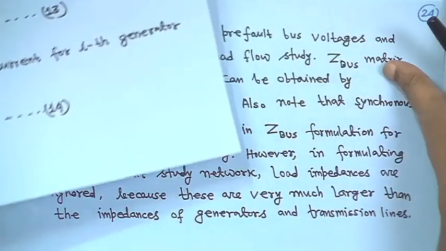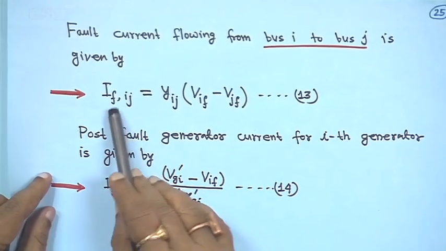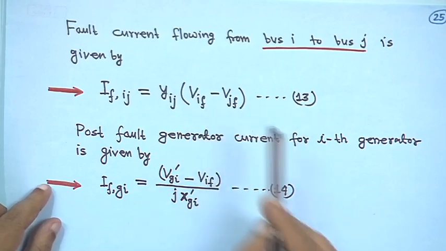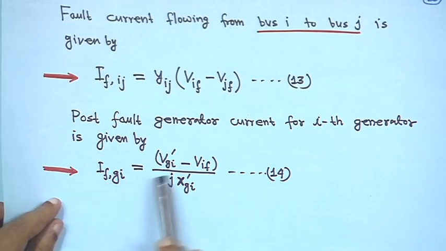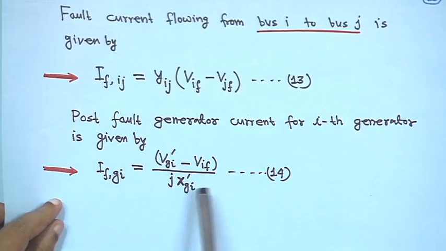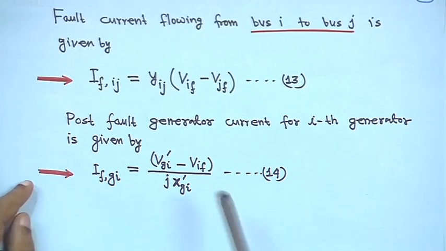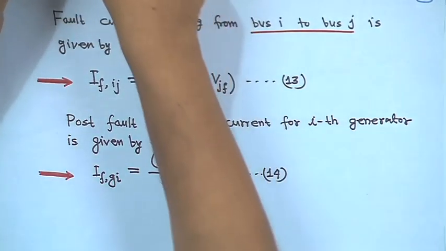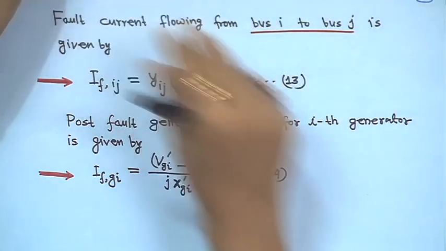That means the fault current flowing from bus i to bus j, IF ij, is equal to Yij times (Vif minus Vjf). If you know Vif and Vjf, then you can easily calculate it. And the post-fault generator current for the ith generator in general is IFGi equals (Vgi dash minus Vif) upon jxgi dash. This is equation 14, right. This way you can go for your Thevenin equivalent, and accordingly you can compute all the fault voltages and currents.